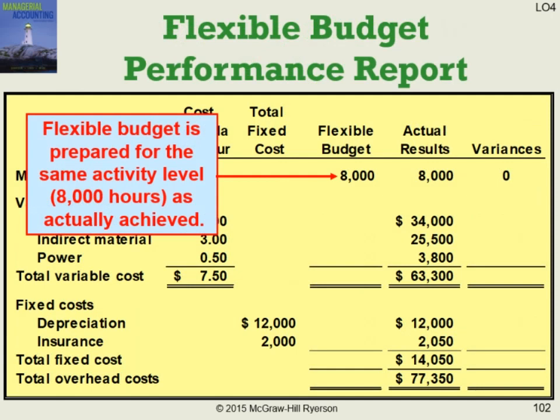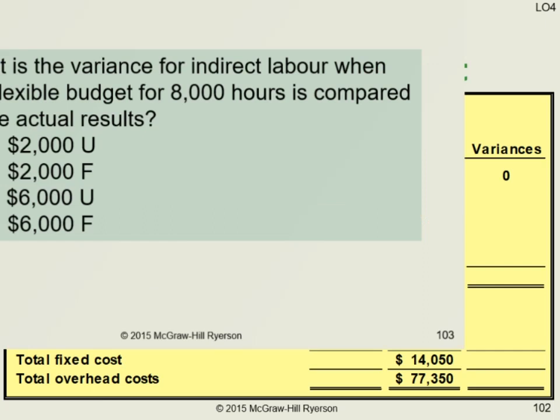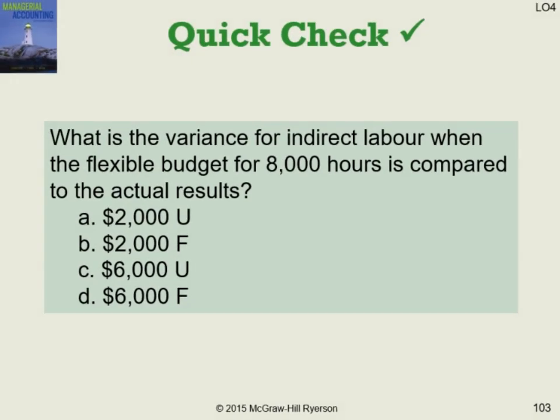Now, we could actually calculate variances based on the flexible budget, and we see they give us quite different results. The flexible budget at the activity level would be exactly the same as the actual because the actual was used to determine it, so we wouldn't have a variance there any longer. The question the quick check is asking now, what is the variance for indirect labor when the flexible budget for 8,000 hours is compared to the actual results? I think we determined already that it was 2,000 unfavorable, but you should check that.